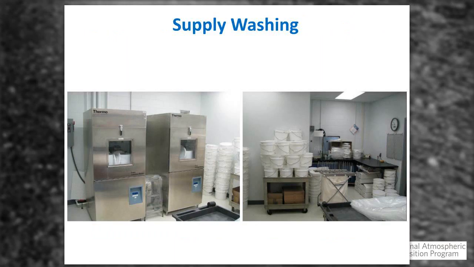This is where your buckets are washed. The two silver boxes on the left are two industrial dishwashers that run 8 hours a day, 5 days a week. We can wash 8 buckets and lids at a time. Again, this ensures consistent quality across the network. We prepare all the supplies. NADP has always required this. We need to wash everything. You can see on the right the buckets and bottles being stacked up ready to wash. So we use high purity water and very clean things to maintain cleanliness and sample integrity through the process.